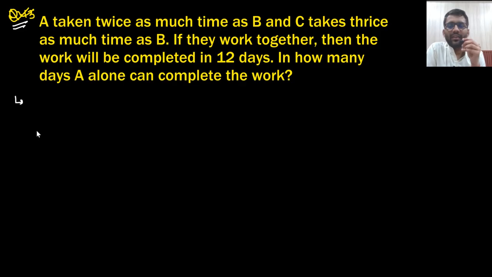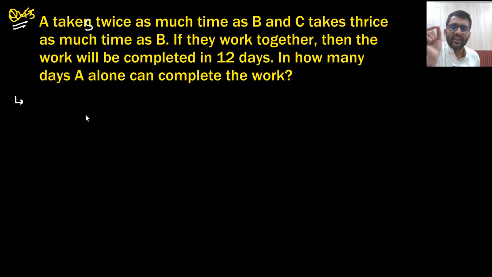So A takes twice as much time as B and C takes thrice as much time as B. If they work together, the work will be completed in 12 days. In how many days can A alone do the work?